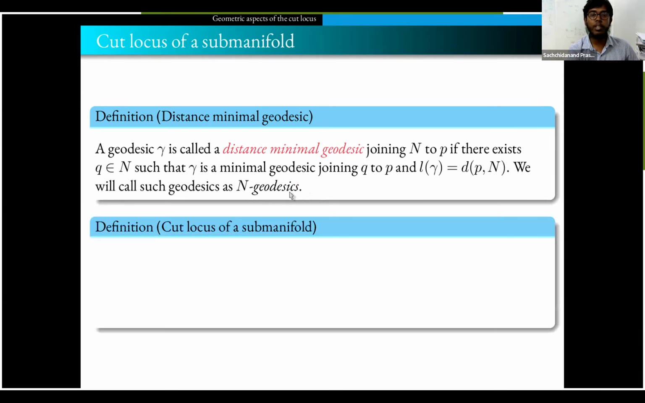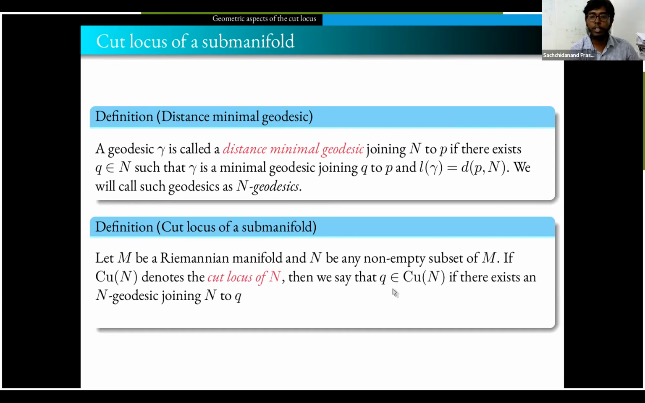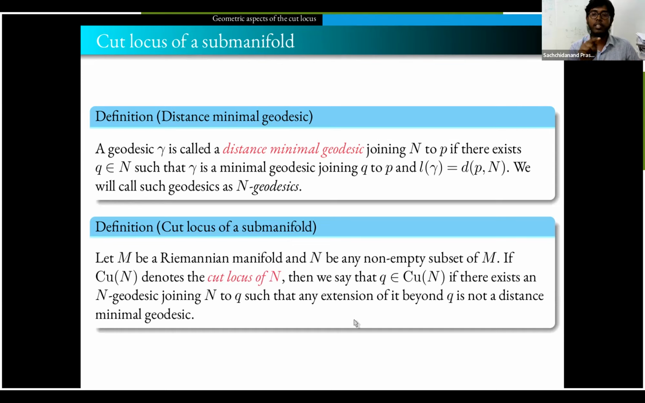So now coming to the definition of cut locus. M is a Riemannian manifold and N is any non-empty subset of M. So the definition makes sense for any subset of M. We denote the cut locus of N by C(N), and it consists of the points Q such that I can find an N geodesic joining the submanifold N to point Q such that if I extend that geodesic beyond Q, then it is no longer distance minimal.